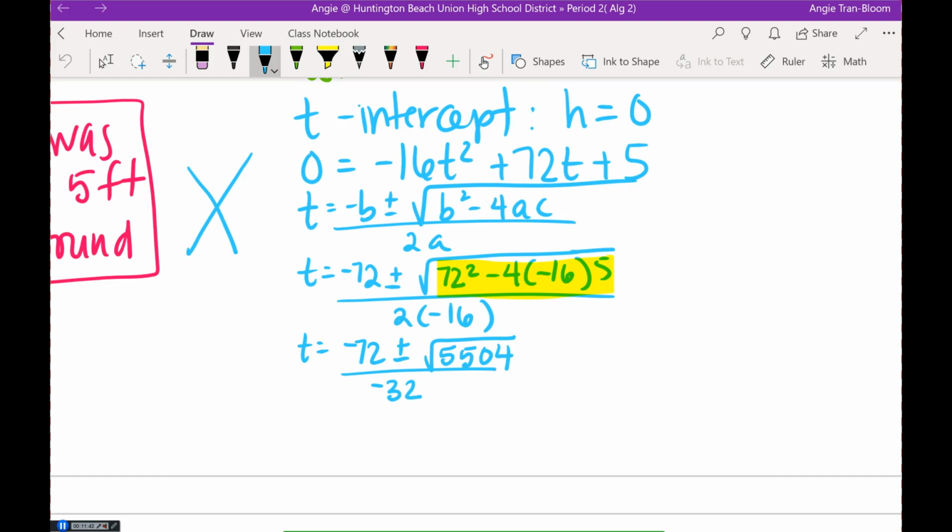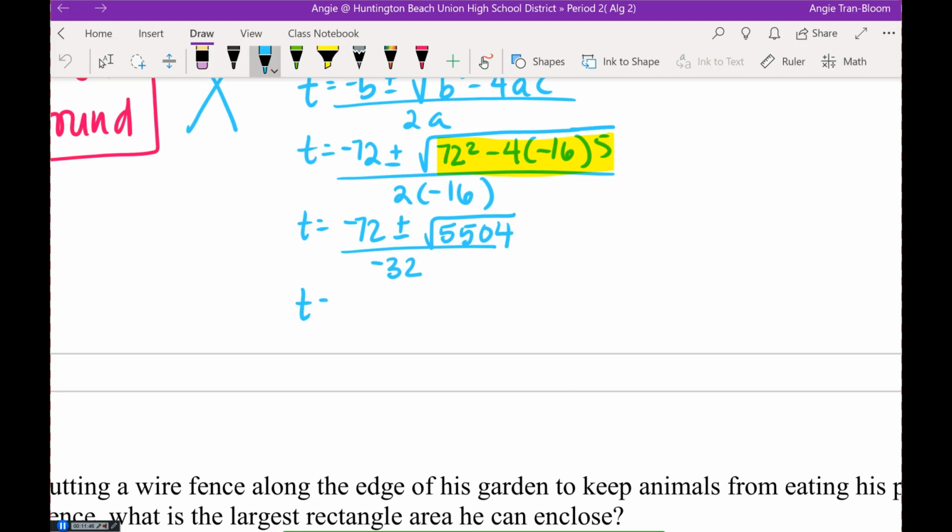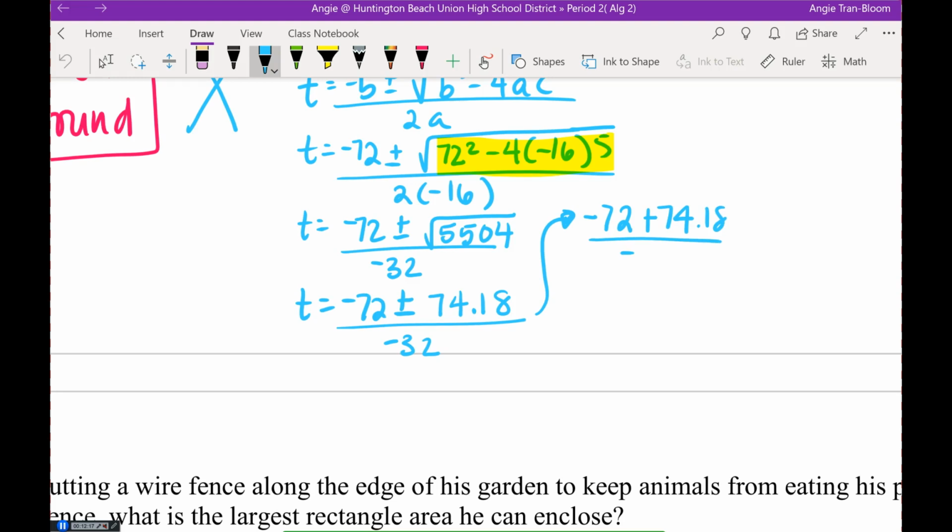Now, you were so anxious to give me the radical of 5504. What is the square root of 5504? 74.18. Two decimal places is usually the rule of thumb. Now, because we have a calculator, I don't have to do the simplifying all by myself. You have 2 answers. One is negative 72 plus 74.18 divided by negative 32. There's another answer, negative 72 minus 74.18 divided by negative 32. Punch those in, and then we're going to decide whether we keep both or only keep one, and how we write a complete sentence for our answer.